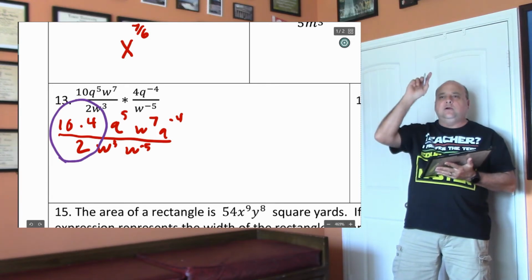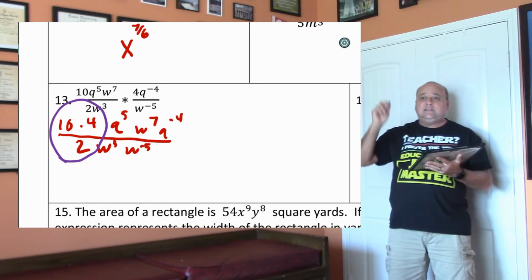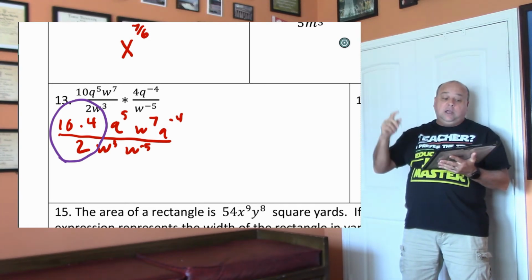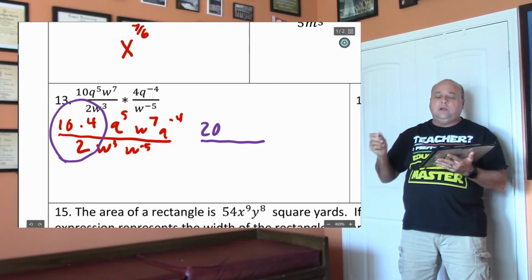So on your calculator, you can punch 10 times 4 divided by 2. You can hit that in the calculator. That's going to give you the numerical answer. If you do that, you'll get 20. So I'm going to draw a fraction bar, and I know 20 is going to be on the top.